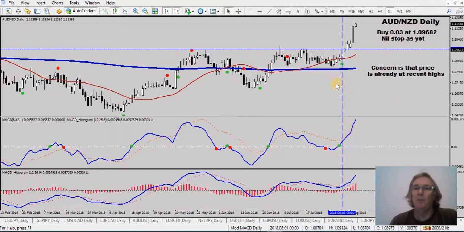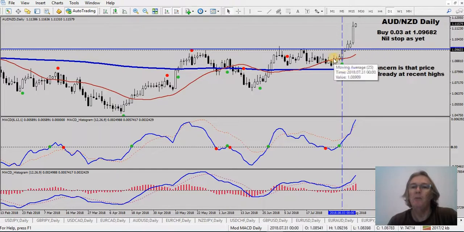Aussie New Zealand in a buy, going up nicely. All I've done this morning is take 1/3 off the table, so closed 1 micro lot, leaving me 2 micro lots left on the trade, just locking in a bit of profit, and a stop set at 1.09603, just underneath the point of entry.